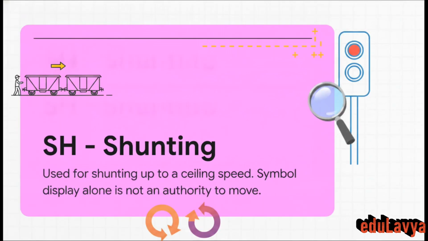Then we have shunting, or SH mode. As the name obviously implies, this is used strictly during shunting movements, which can be initiated by the driver or ordered by the trackside. The train's speed is once again supervised up to a ceiling speed, but, and this is a really crucial point, merely seeing the shunt symbol pop up on the DMI is not an authority to move the train. The driver still needs distinct operational permission to actually start rolling.